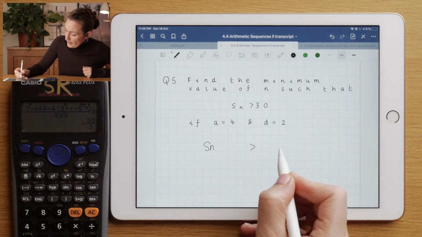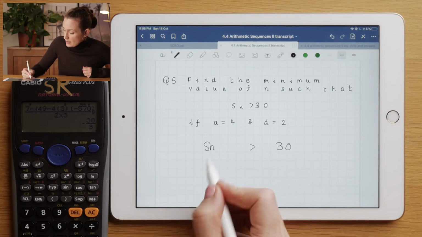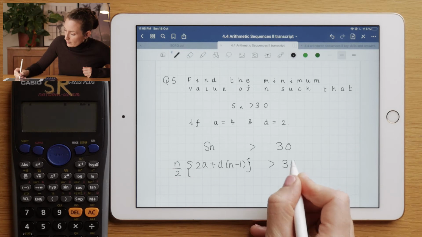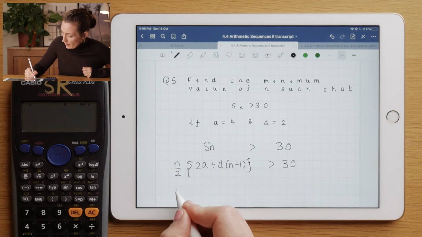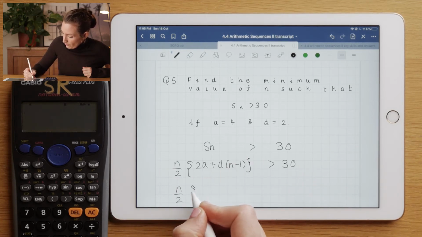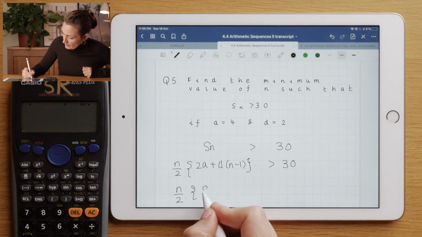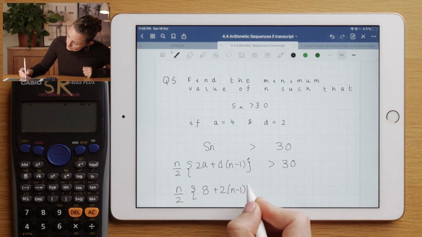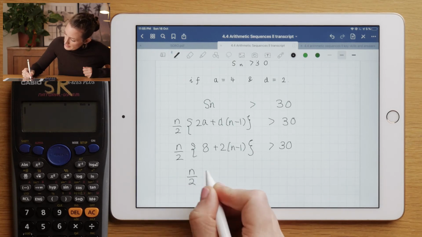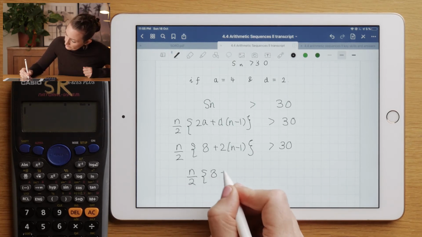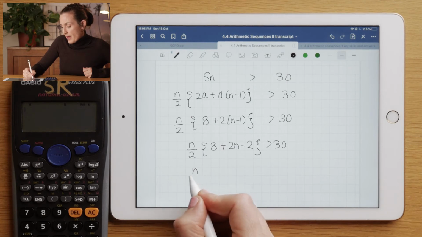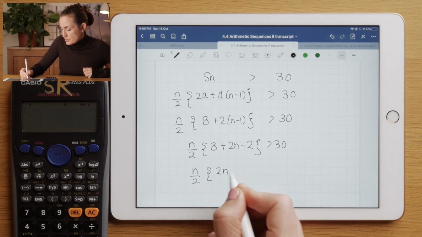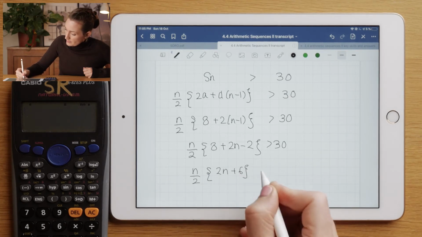but now we're going to have Sn greater than 30. So we're going to use the formula for Sn. We're going to replace A with 4. So 2 times 4 is 8. Plus D is 2. Let's tidy up inside that bracket. So that means that inside the bracket you would have 2n plus 6.